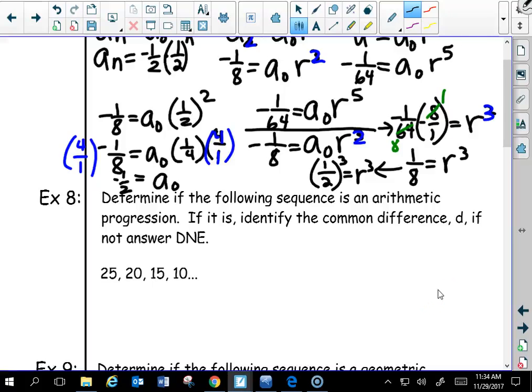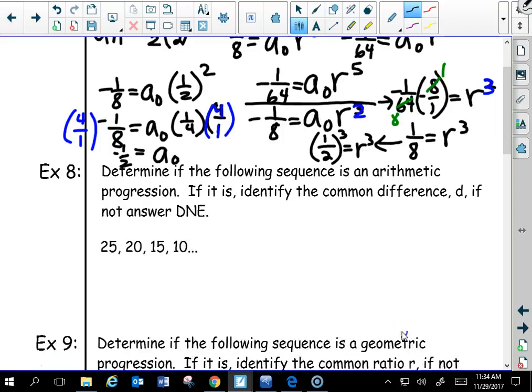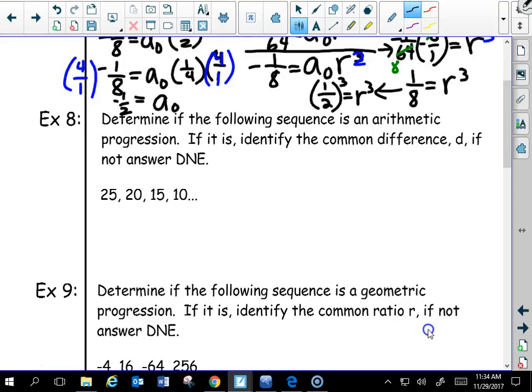All right, totally overdid it on example 8. It asks to find R. So I didn't have to solve for a sub 0 or the general form. Okay, continuing on to 8.